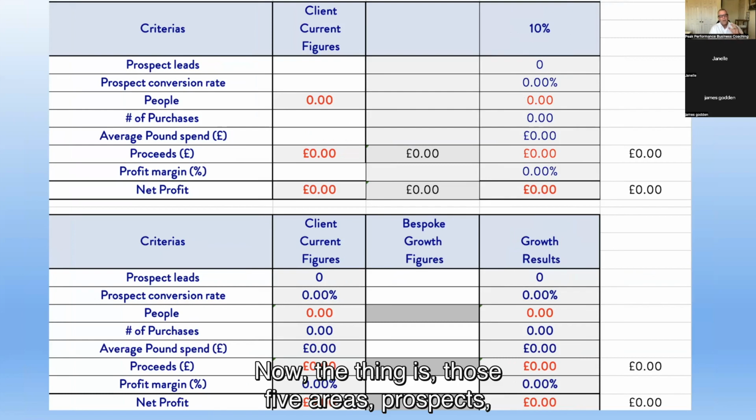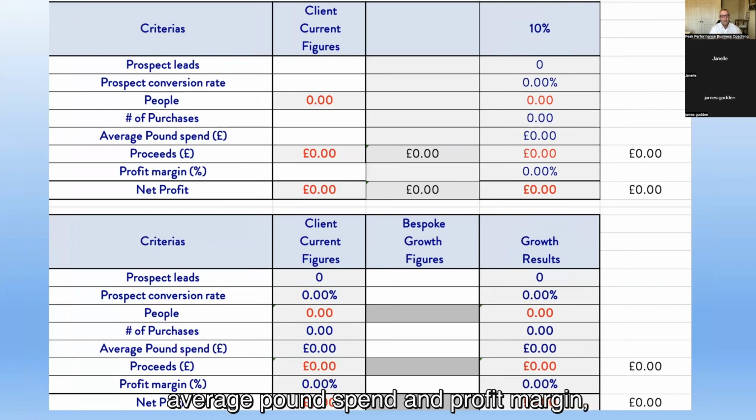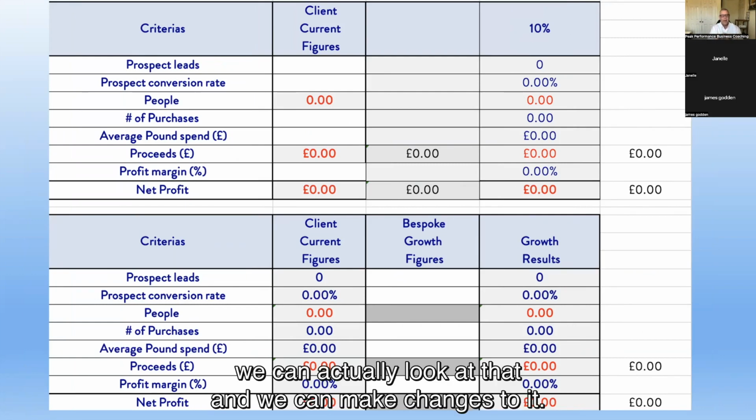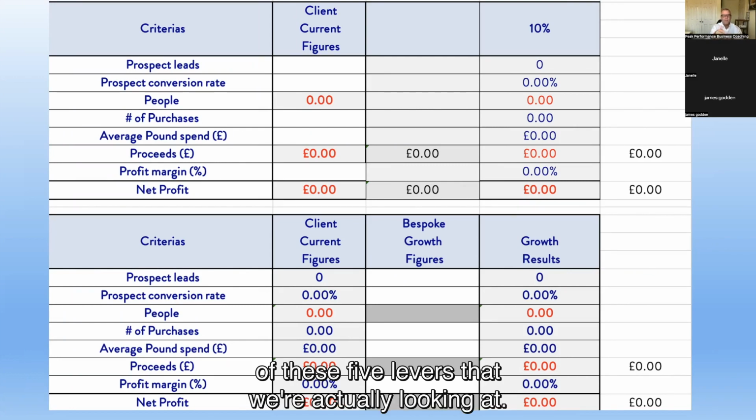Now, the thing is, those 5 areas, prospect leads, conversion rate, number of purchases, average pound spend, and profit margin, we can actually look at that and we can make changes to it. The people, the revenue, and the net profit are a result of these 5 levers that we're actually looking at.